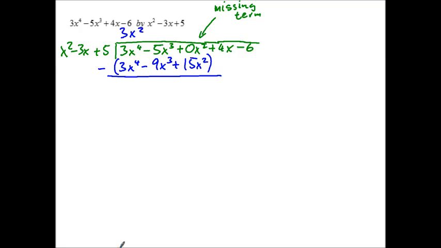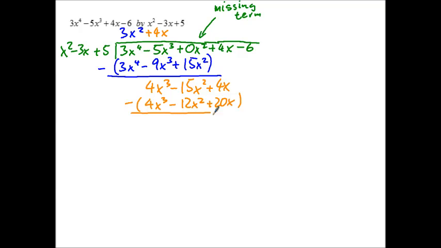3x to the fourth power disappears, and we got negative 5x cubed minus negative 9x cubed. Leaves us with positive 4x cubed minus 15x squared. Bring down the next term for x. 4x cubed divided by x squared is positive 4x. Multiplying back, we get 4x cubed minus 12x squared plus 20x. And all this gets subtracted.